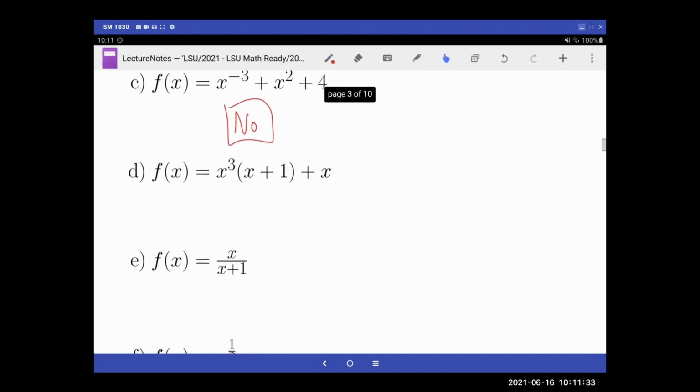Okay, D is a tricky one. x to the 3rd times x plus 1, plus x. Okay, so that one looks like it's factored out. So I don't see individual terms, but I can imagine if I distribute that x to the 3rd power, I would get x to the 4th power plus x to the 3rd power plus x, right? So that's very much a polynomial, right? So yes, that's a polynomial. I just had to do a little work to see it.